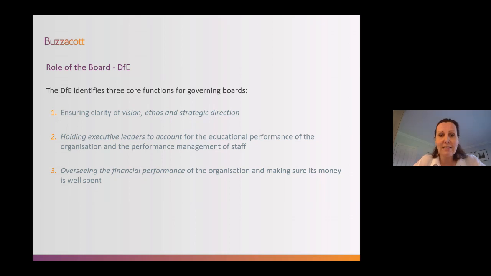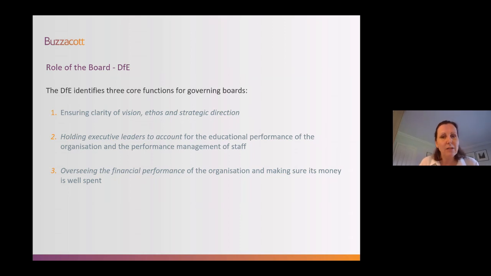If we just move on to the first slide and look here at the role of the board as set out by the DFE. The DFE has a governance handbook, so obviously very relevant for educational institutions. The latest update to the handbook was in October 2020, and within there the DFE identifies 3 core functions for governing boards, setting the scene at that very high level. Firstly, ensuring clarity of vision of the trust, the ethos and the strategic direction, so that overall aims and objectives of your Academy Trust.